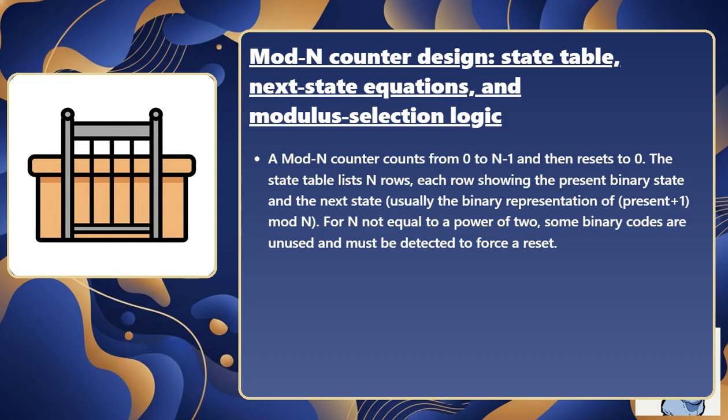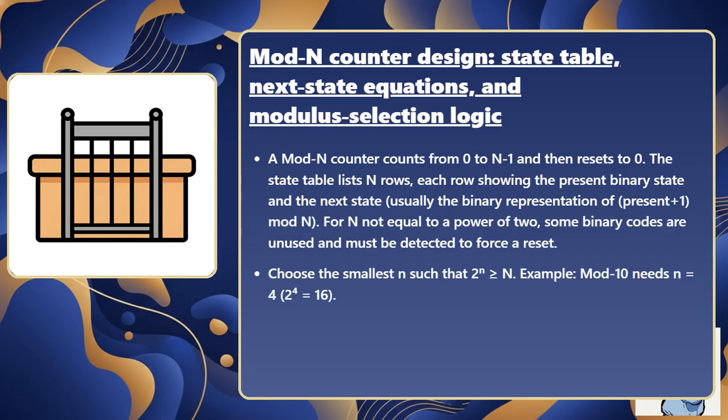The state table lists N rows, each row showing the present binary state and the next state, usually the binary representation of present plus 1 mod n. For n not equal to a power of 2, some binary codes are unused and must be detected to force a reset. Choose the smallest n such that 2 to the n is greater than or equal to N. Example: mod 10 needs n equals 4, 2 to the 4 equals 16.